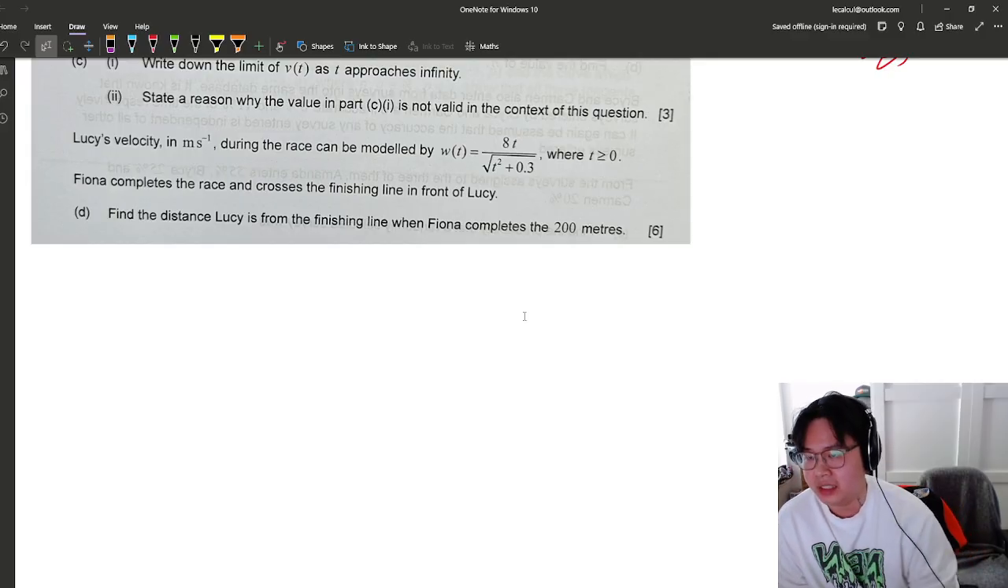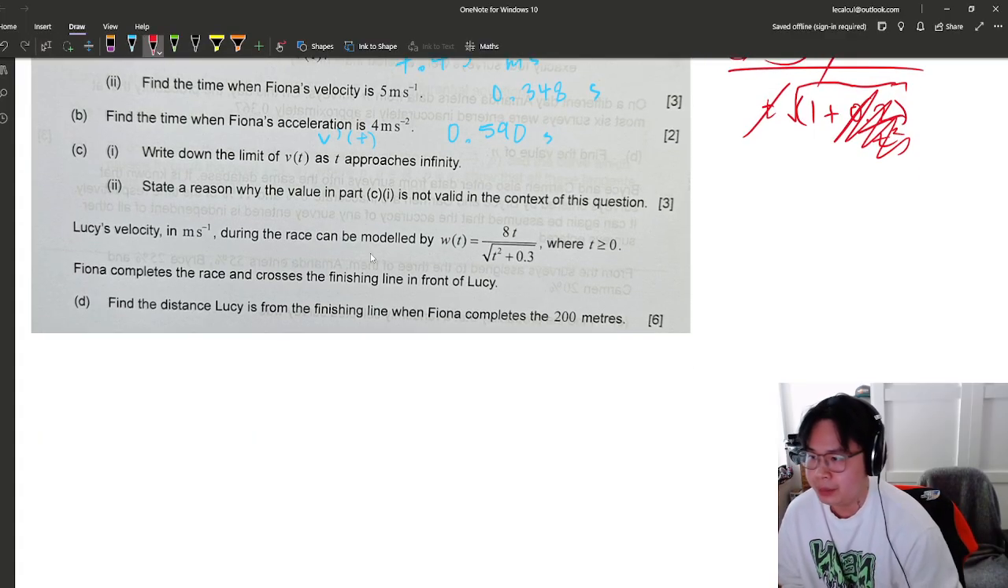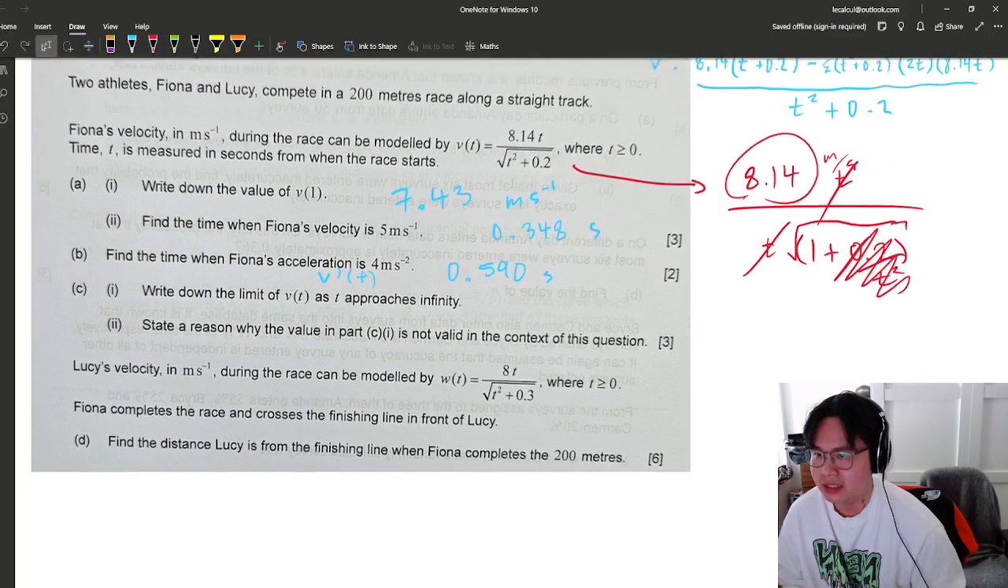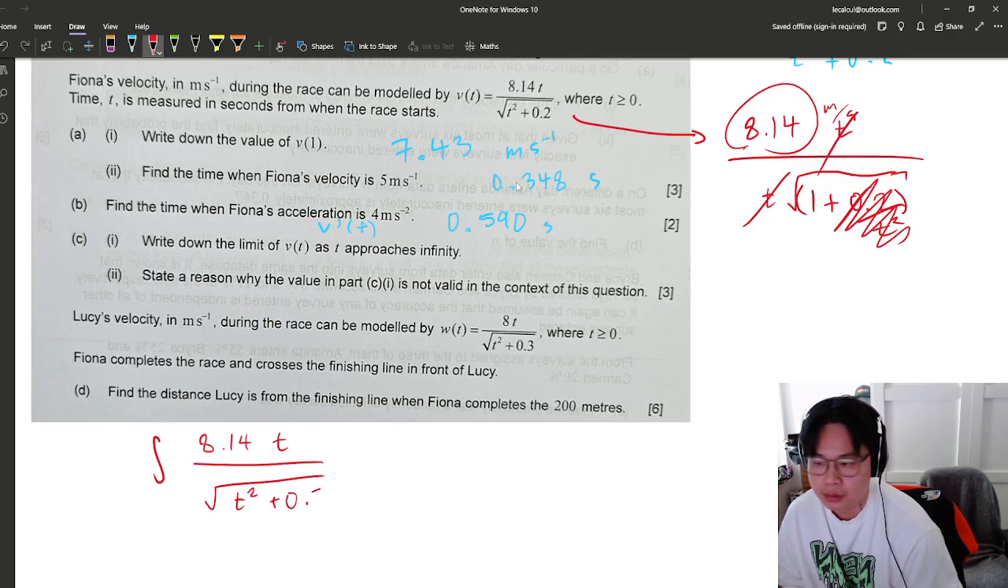Sure. Let's take the integral. Just like how the acceleration is the derivative of the velocity, her position along the racetrack is the definite integral of her velocity. So first, let's do Lucy's integral. Indefinite integral. And then this is looking like a u substitution. Right? u is t squared plus 0.2, so du is like 2t.